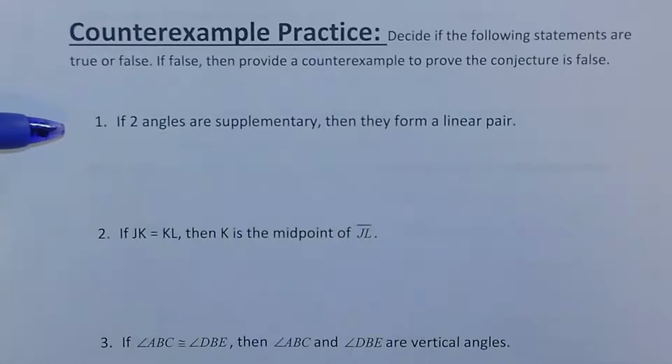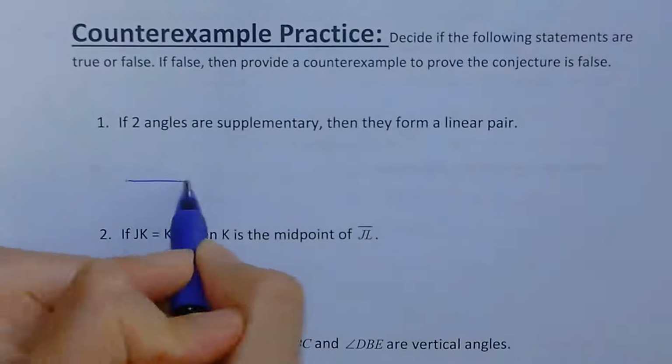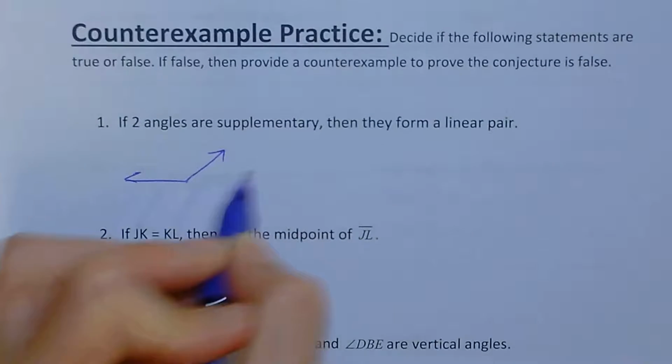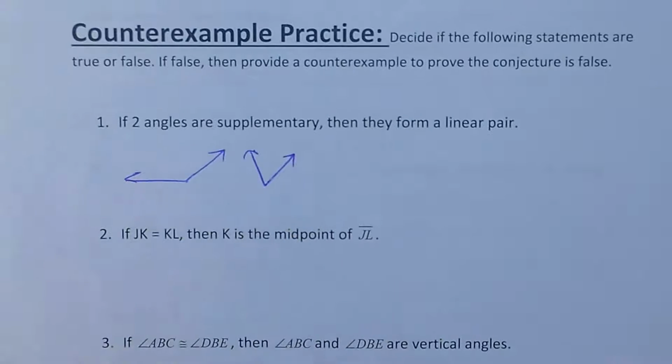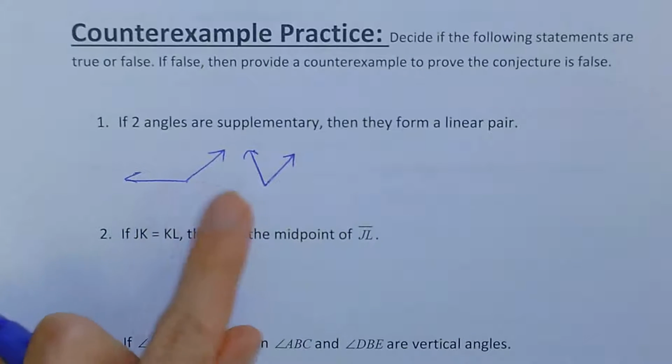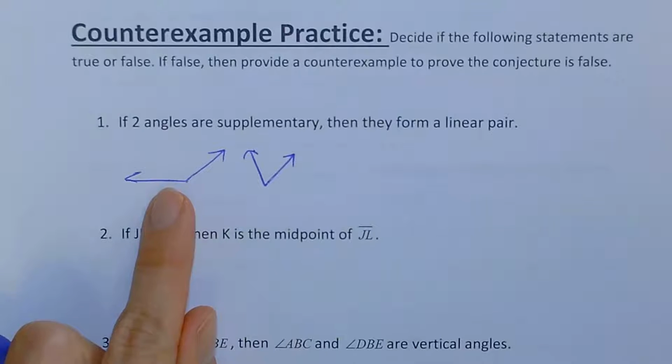So what I have to do is think of a way to prove Mrs. Wien wrong. To do that, I would need to think of a time when two angles are supplementary, but they're not forming a linear pair. So what I would do is sketch two angles that are supplementary but don't form a linear pair. I think back to the fact that two angles could be supplementary but not adjacent.